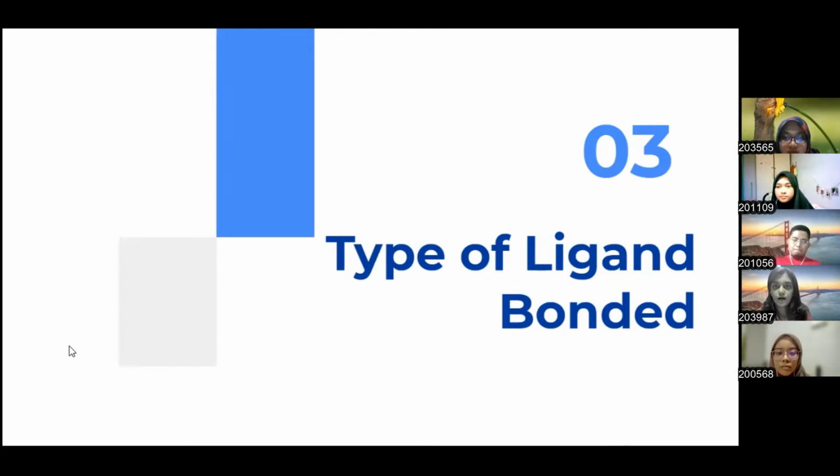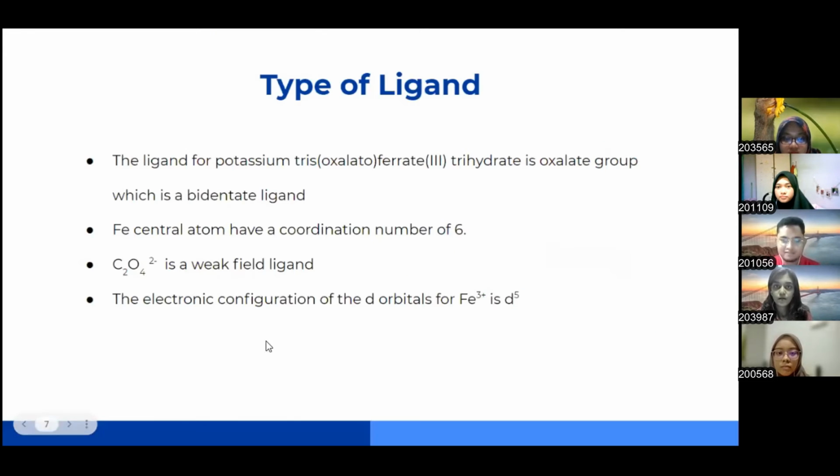Okay, now I will be presenting about the type of ligand bonded. The ligand for potassium trisoxalatoferrate(III) trihydrate is the oxalate group, which is also known as a bidentate ligand. So the oxalate group is a bidentate ligand.